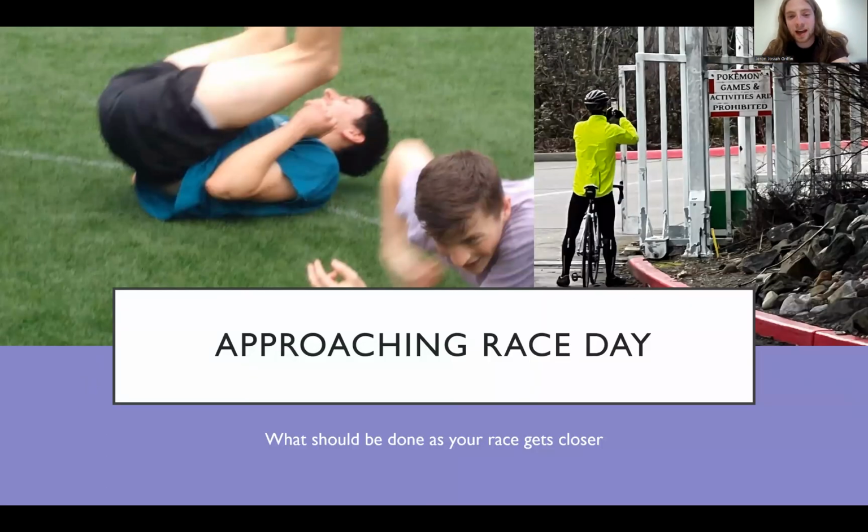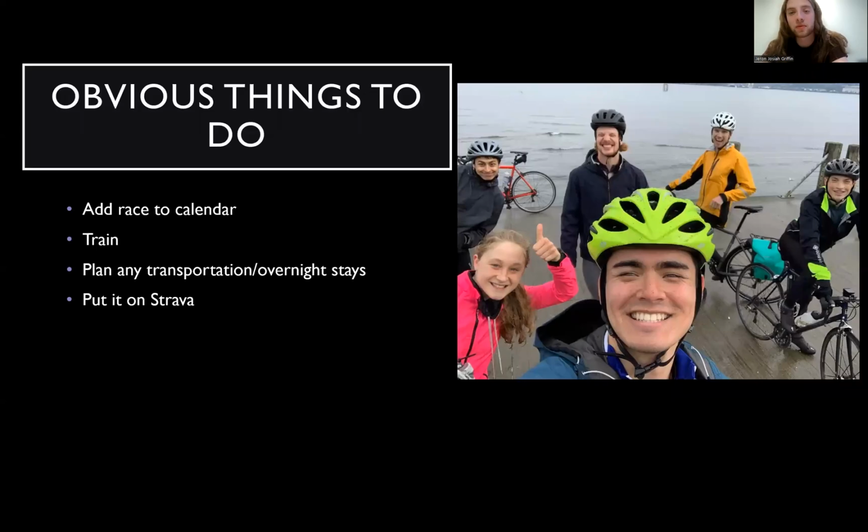So approaching race day. As the race gets closer, you're already registered. What do you need to do? So, obvious things. You need to add the race to the calendar. It would really suck to pay for a race and then realize you forgot to show up. That'd be really disappointing. Also, no brainer, train. Even the super sprint is going to take you minimum 30 minutes if you're really, really fast. These are long races, so you really need to train, otherwise you're going to be in a lot of pain.